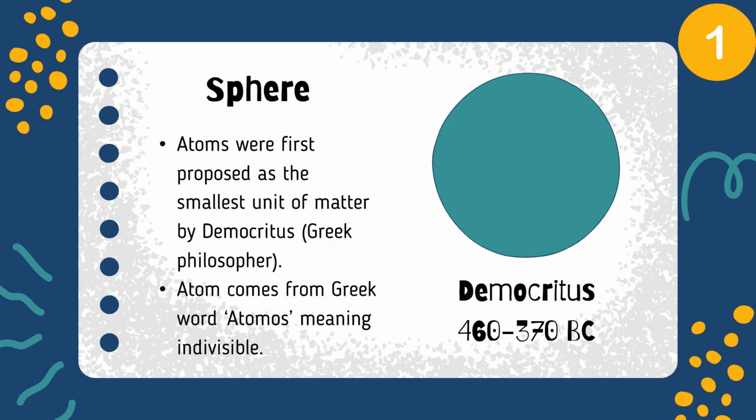So far, atoms were first proposed as the smallest unit of matter by Democritus, a Greek philosopher. Atom comes from Greek word atomos, meaning indivisible. That is, it cannot be cut further.